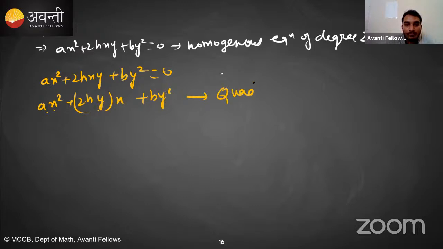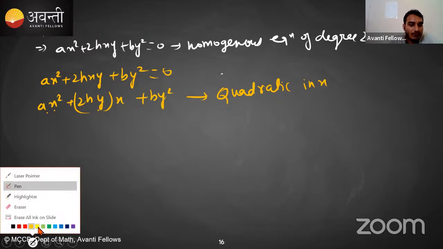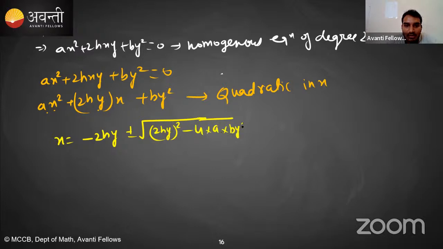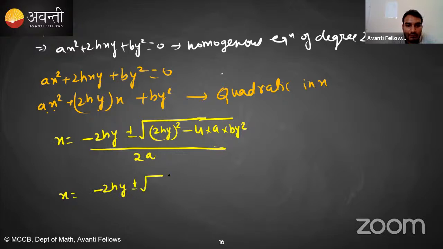Quadratic in x. Clear? So this equation is quadratic in x, right? So find its root. What will be the root? x is equal to minus b plus minus under root of b square minus 4ac, so minus 2hy plus minus under root of (2hy) whole square minus 4ac, upon 2a. Clear? So this is nothing but minus 2hy plus minus under root of 4h square minus 4ab into y square upon 2a.